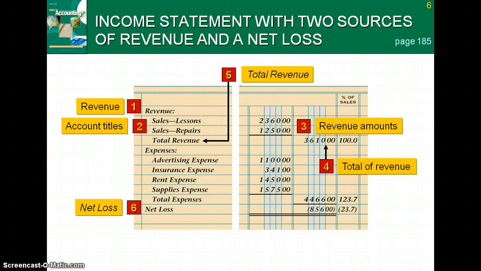So percentage-wise, remember, our total revenue is 100%. So we're going to take our expenses, $44.66, divided by 36.10. So that tells us 123.7% of our revenues was our expenses. Well, 100 minus 123.7 is a negative 23.7. All negatives you put in parentheses here. And then double check your math also, the 8.56 divided by 36.10.